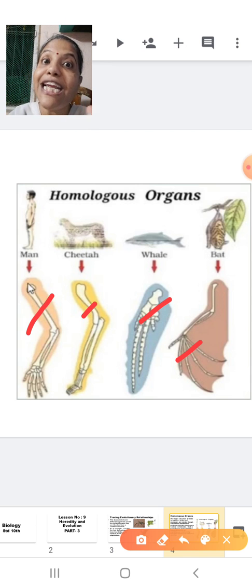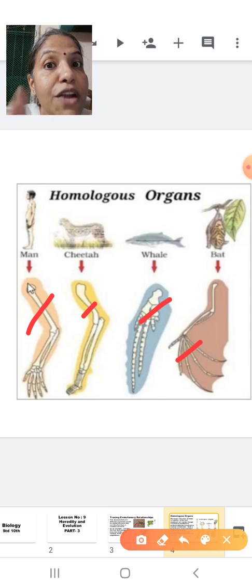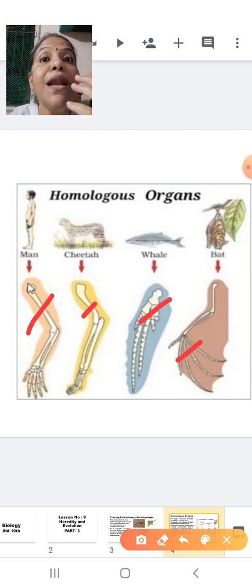In case of whale, it is aquatic, but it is a mammal only. At the same time, bat is adapted to live on the trees. It is showing an arboreal adaptation. So you can see basically all of them are mammals. They have a similar plan of their limbs. But since the adaptation is different, they are modified to carry out those adaptations. Since they are found in different environments, their limbs have been modified.